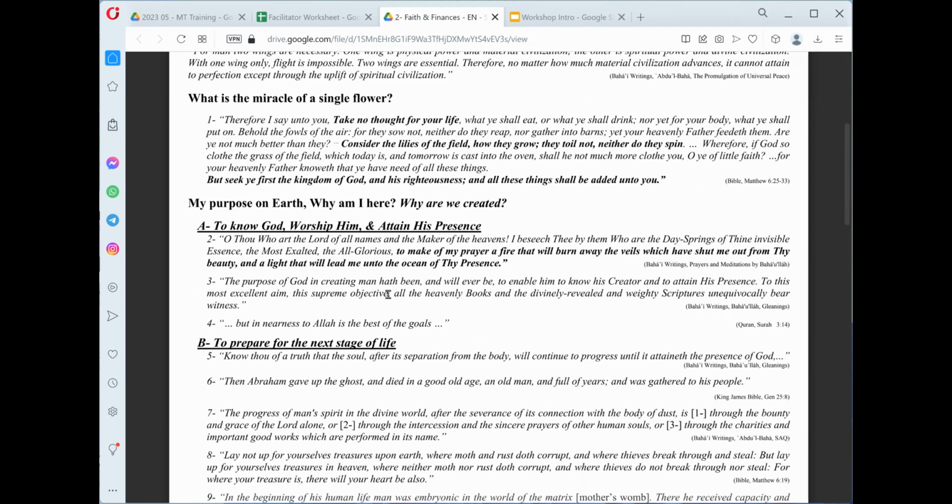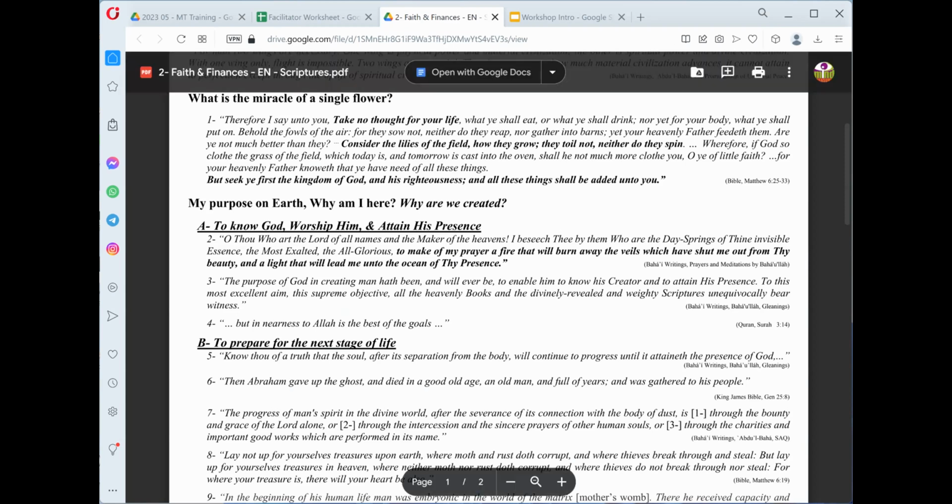Thank you. What is the miracle of a single flower? Therefore I say unto you, take no thought for your life, what ye shall eat, or what ye shall drink, nor yet for your body, what ye shall put on. Behold the fowls of the air, for they sow not, neither do they reap, nor gather into barns, yet your heavenly Father feedeth them. Are ye not much better than they?